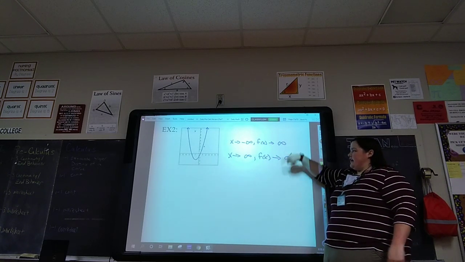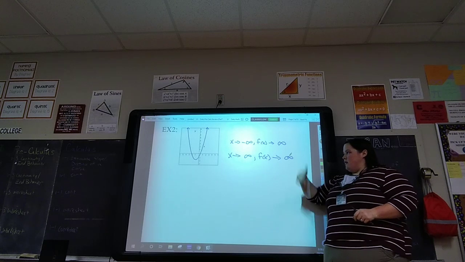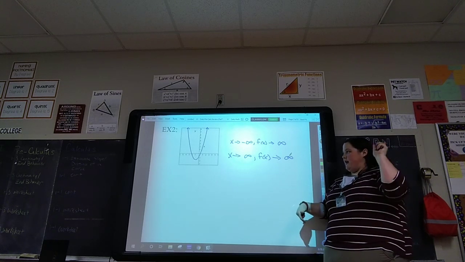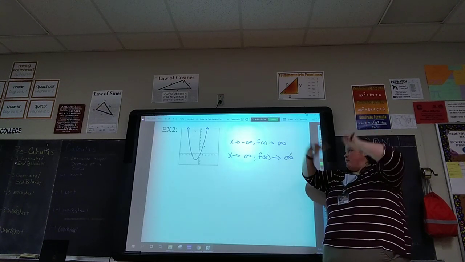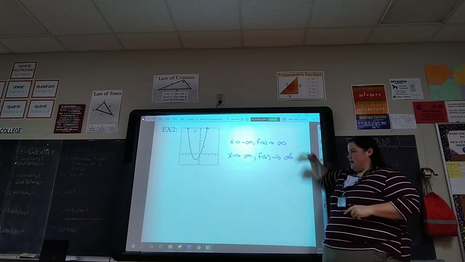Our function will change. Like I said, our last one, they had one of each. One was going down, one was going up. So we had a negative infinity and positive infinity. This graph, both ends are going up, so both of them are positive infinity.